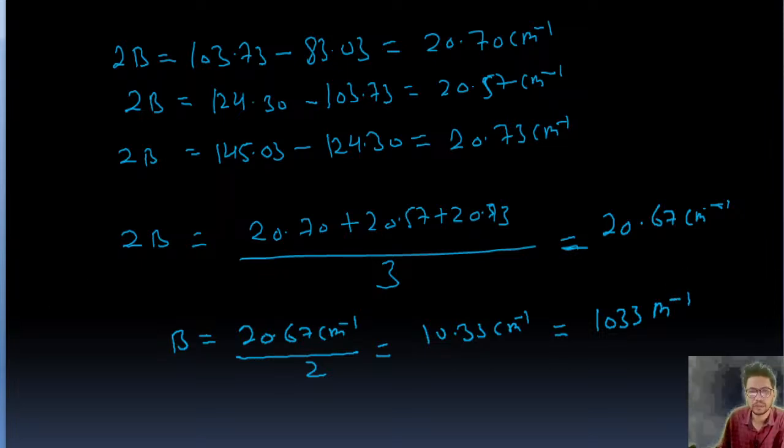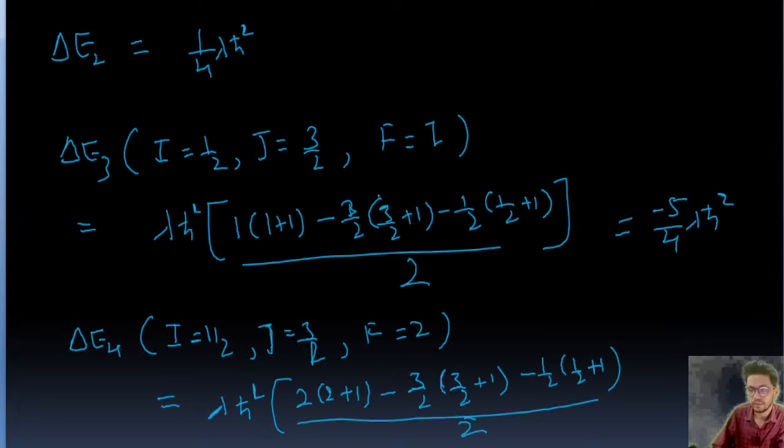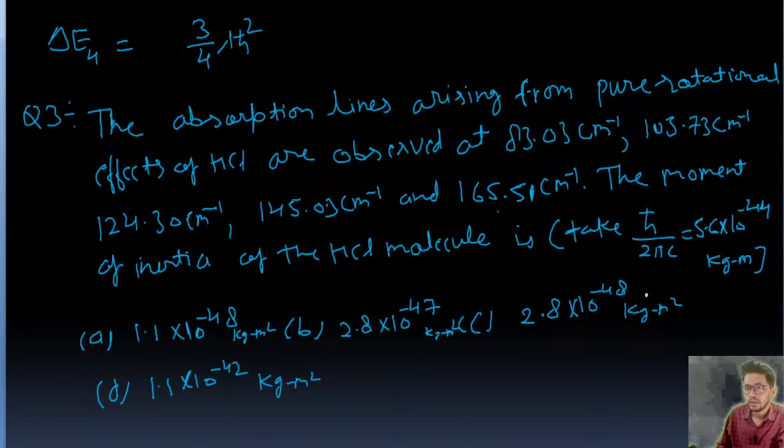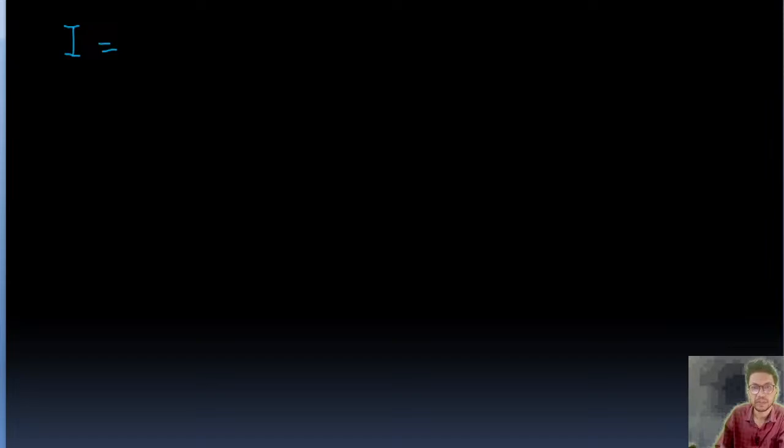Now, it's just a formula based question. We first need to find the average value of B, and then we find I, the moment of inertia of HCl. The moment of inertia of HCl is going to be I equal to this formula. You need to note it down, guys.